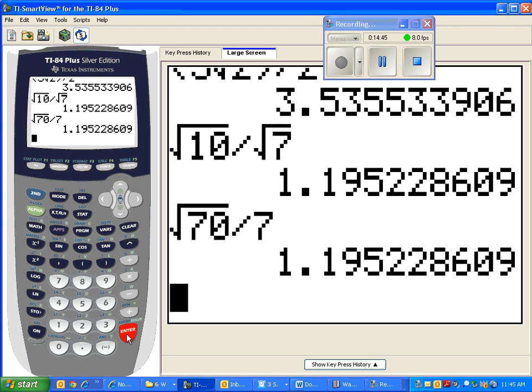So that's kind of how you're going to check tonight. You don't have a back of the book. You don't have an answer key. You're going to look at your calculator to kind of check your work a little bit.